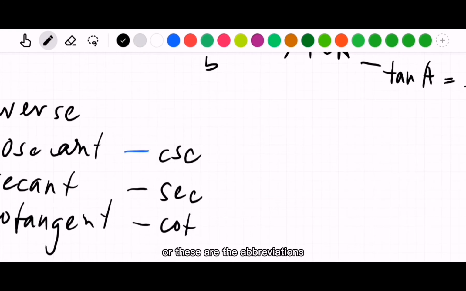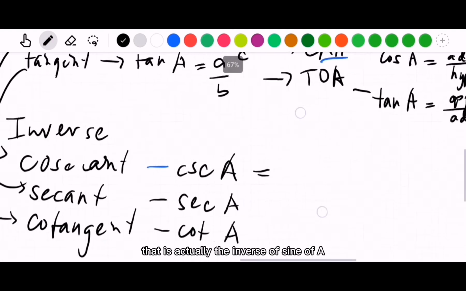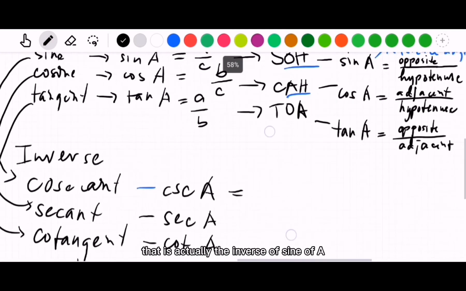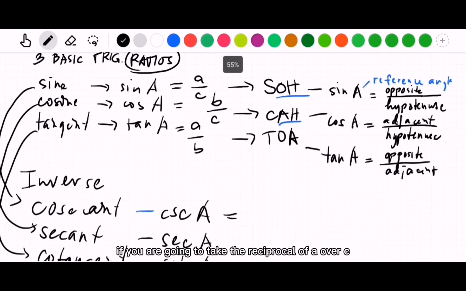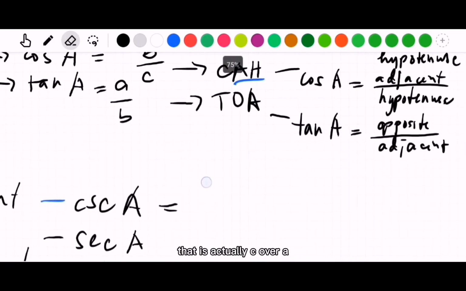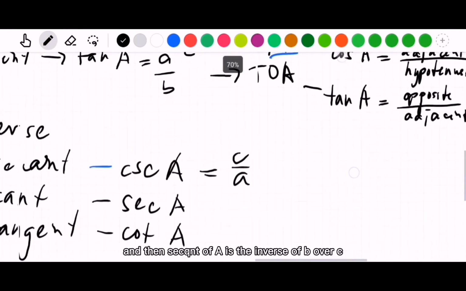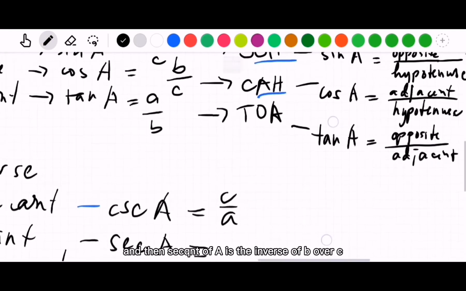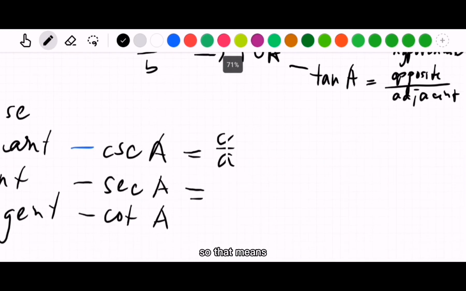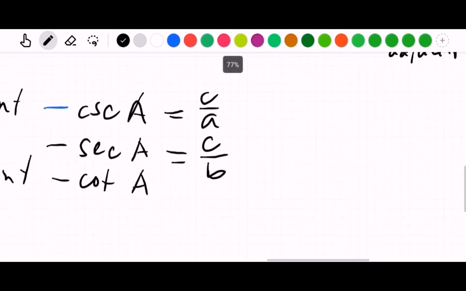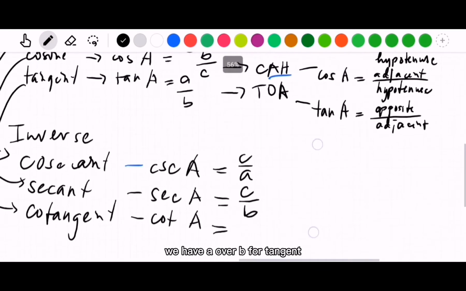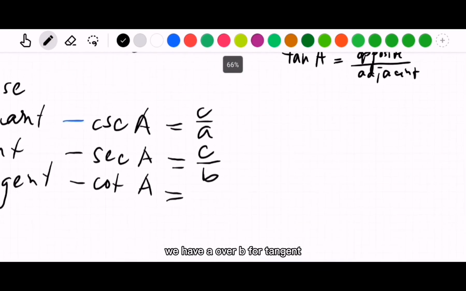These are the abbreviations. So using the same reference angle, when we say cosecant of A, that is actually the inverse of sine of A. So if you take the reciprocal of A over C, that is C over A. That's how the inverse works. And then secant of A is the inverse of B over C, so that means C over B. And on the cotangent, we have A over B for tangent, so that is B over A.